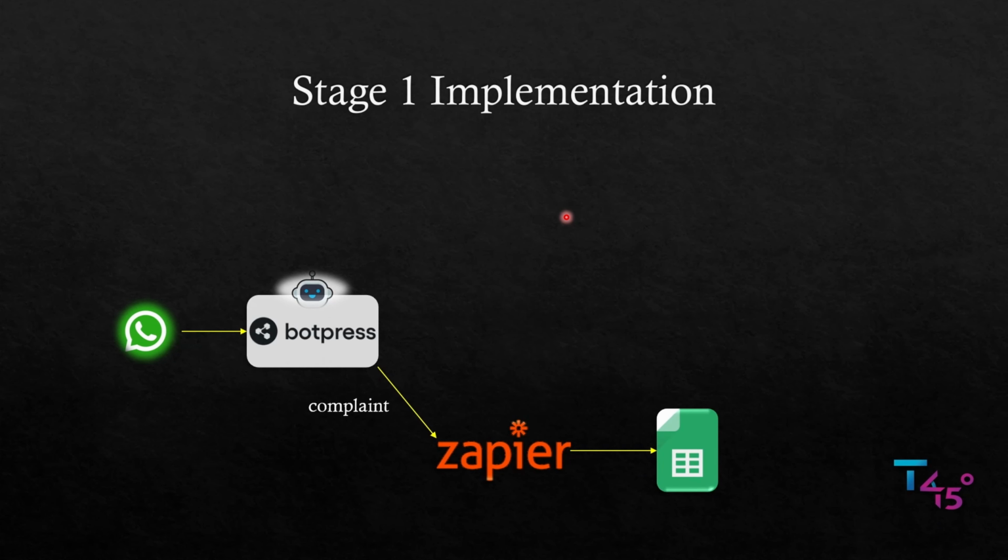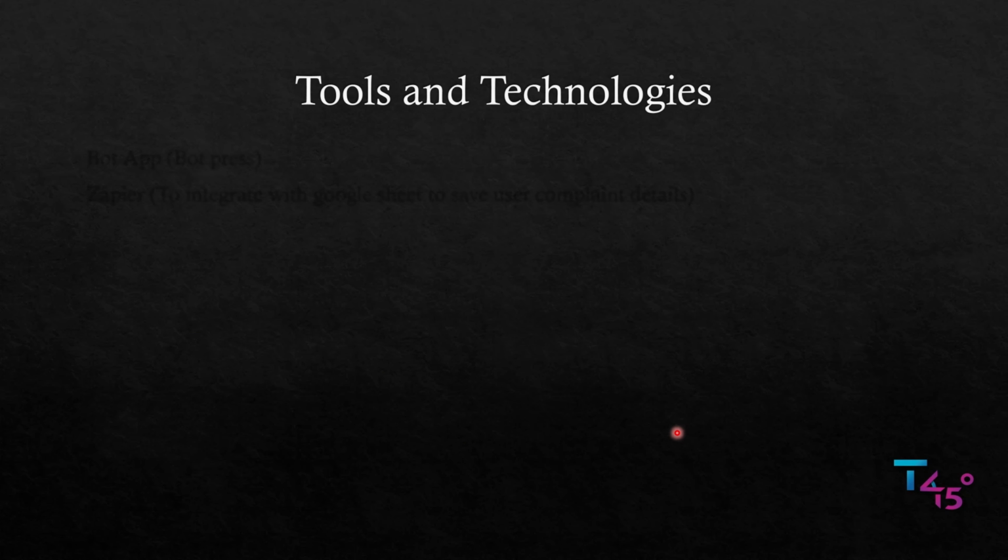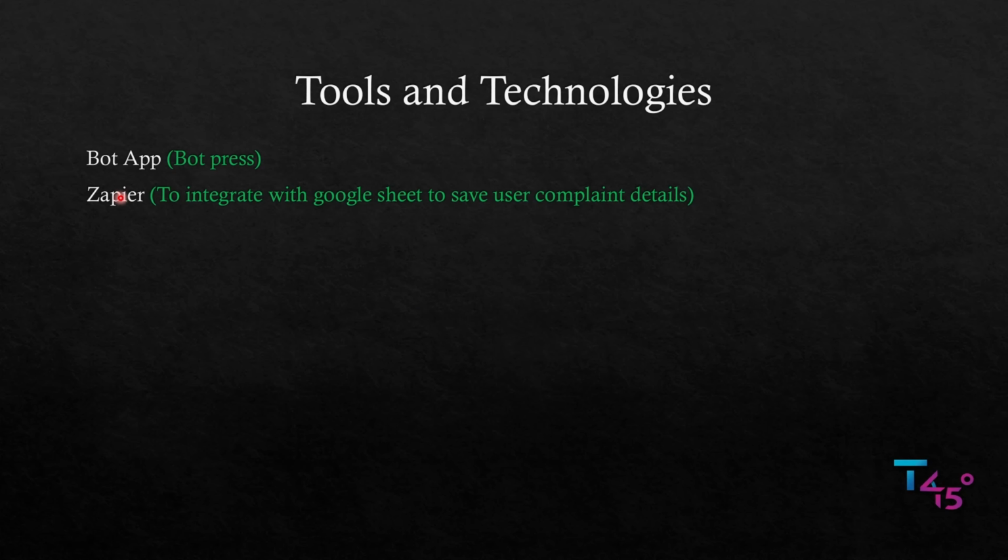In stage 1 of the implementation, we will use the Botpress platform to create our bot, and it will receive the query from WhatsApp. Botpress will then process that query as a complaint and send it to Zapier, and through Zapier we will save the user details and the complaint to our Google Sheet. For this implementation we will need some tools and technologies: we will use the Botpress platform for the bot, and Zapier to integrate with Google Sheet to save user complaint details.